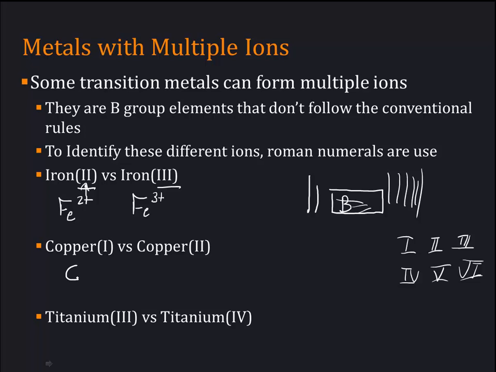See, this is not hard. Copper 1, copper with a 1 plus charge. They are metals, so they will be cations. Copper 2, 2 plus charge. Titanium, 3 plus, and titanium, 4 plus. Chromium can also do this. There's a few other metals that have multiple ions.